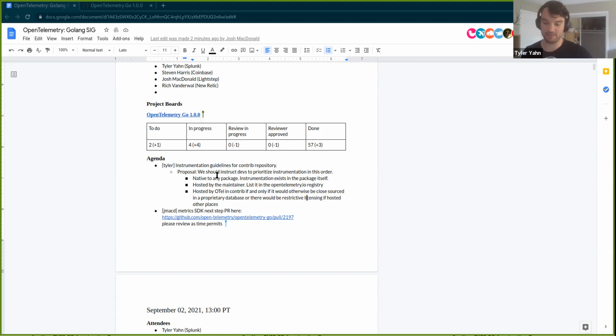But with a lot of that problem space in mind, I was thinking that we should make some sort of proposal, probably in the contribution docs for the contrib library, saying that we would recommend instrumentation be built in this order, and that would be that it's native to any package that you're instrumenting. Ideally, if you're the owner of that package, you would just natively do that.